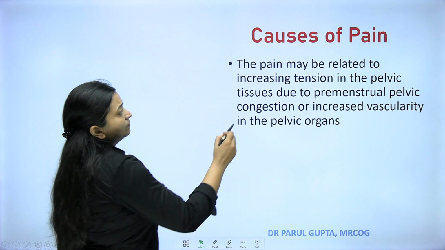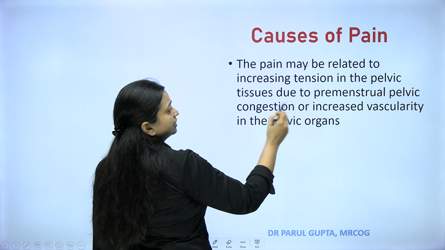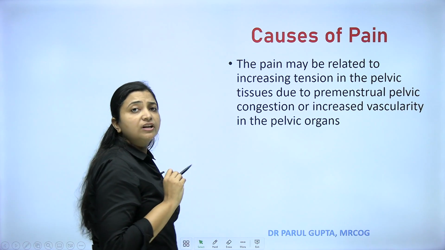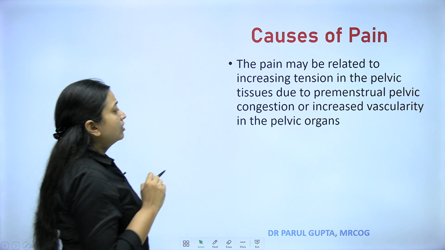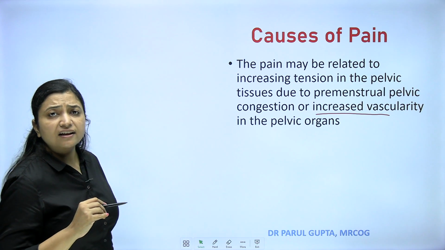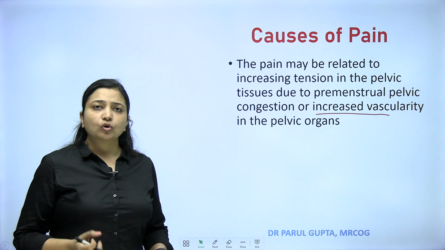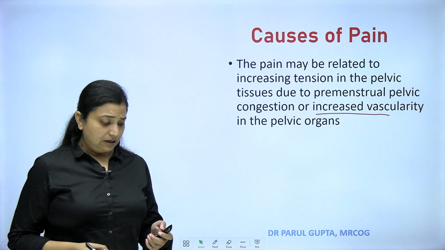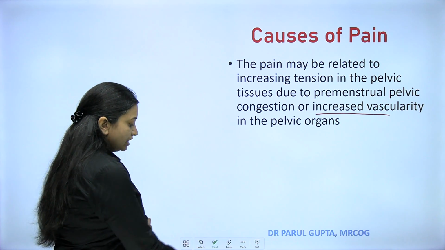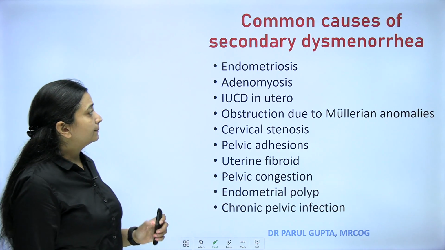So the pain may be related to increasing tension in the pelvic tissues due to premenstrual pelvic congestion. We know that there is premenstrual pelvic congestion or increased vascularity in the pelvic organs. Always prior to the menses there is a high level of bloating and congestion of the abdomen and pelvic area of the patient because of the interplay of the hormones, which we have already studied in the menstrual cycle.